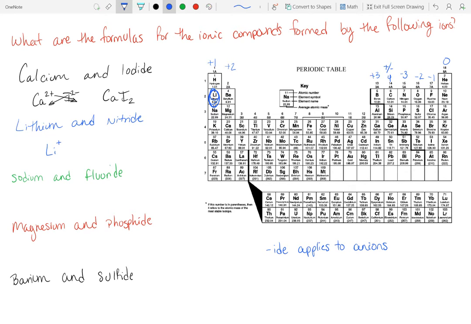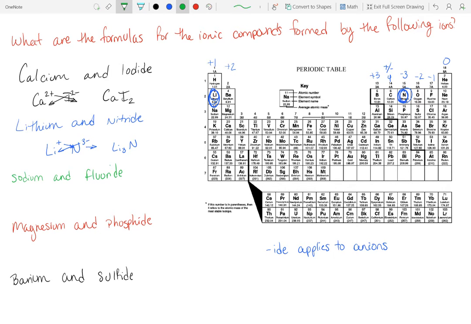and nitride, which you can find over here in the 15th group, right? So it's going to be N3- because of the charge right here, right? So what are we going to do? Same thing again, just cross the charges. And we end up with Li3N, all right? So the whole thing we're doing here is we're just trying to cancel out the charge. It takes 3 plus 1s to cancel out 1 -3, right? And that's all we're doing here. All we want to do is get the overall charge to be 0, okay?